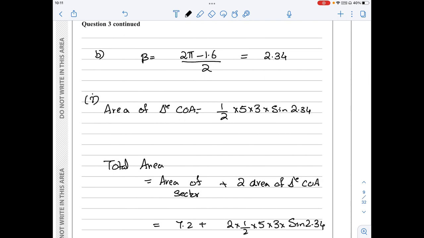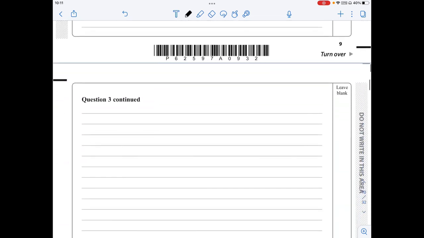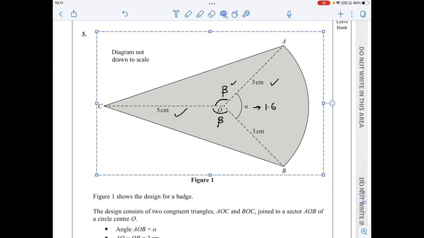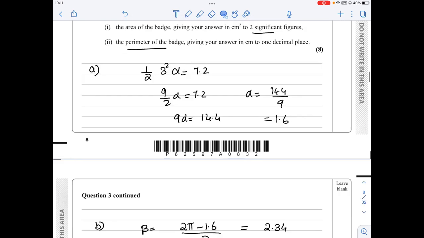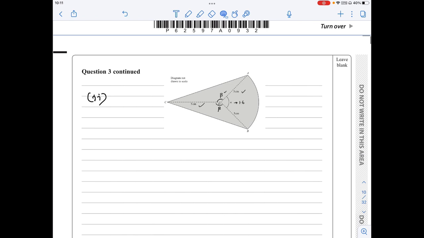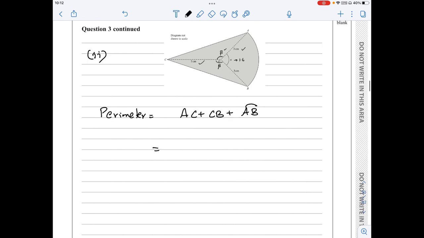In part 2, what is being asked? Find the perimeter. Let me copy down the diagram from over here so that it will be easy. Then he's asking us to find the perimeter. So first of all, perimeter is equal to AC plus CB plus arc AB. First of all we have to find AC. So how do I find AC?